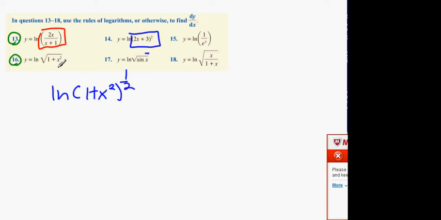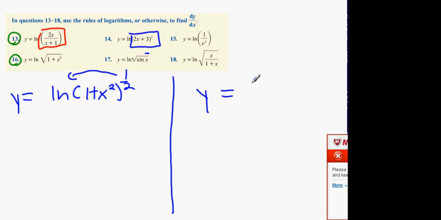Change the square root to the power of a half. And on the other side, I can do it a different way. I can use the rules of logs to move the power to the front, and I can do a half ln 1 plus x squared. Either way, let's look at what we have to do.